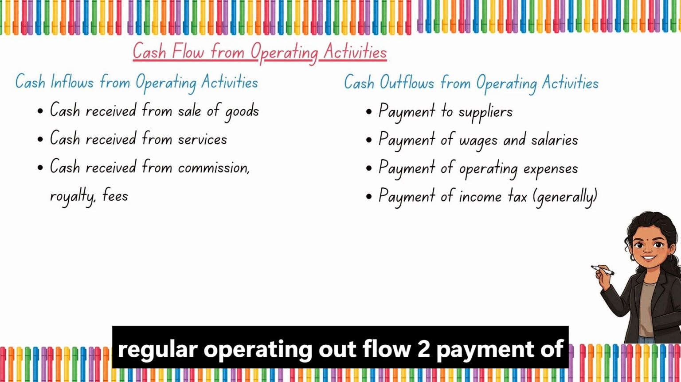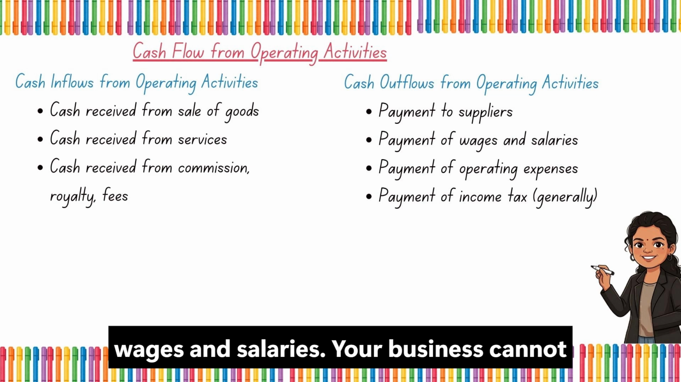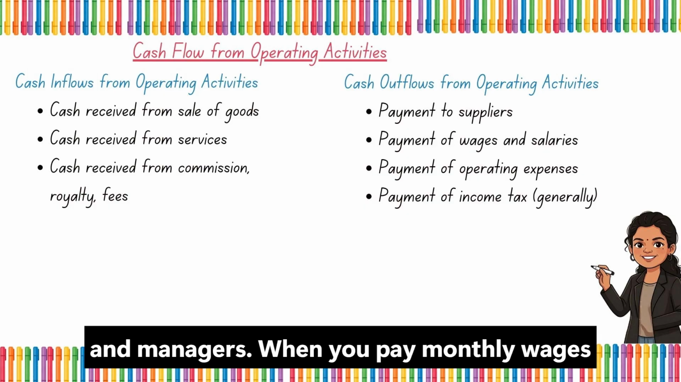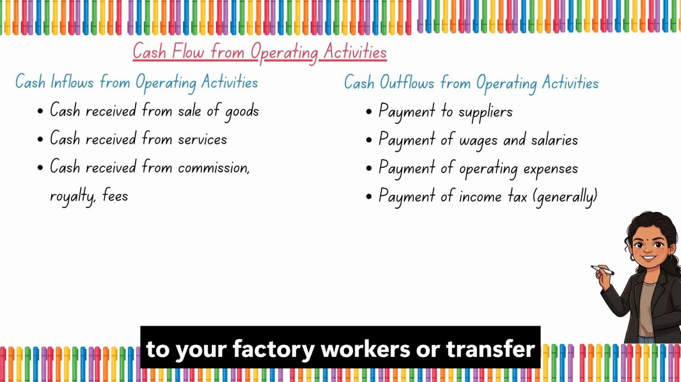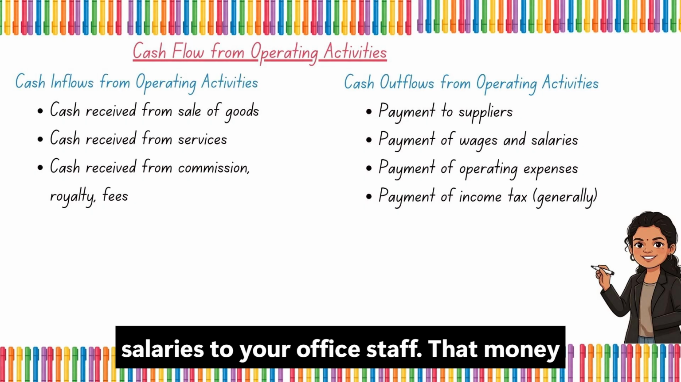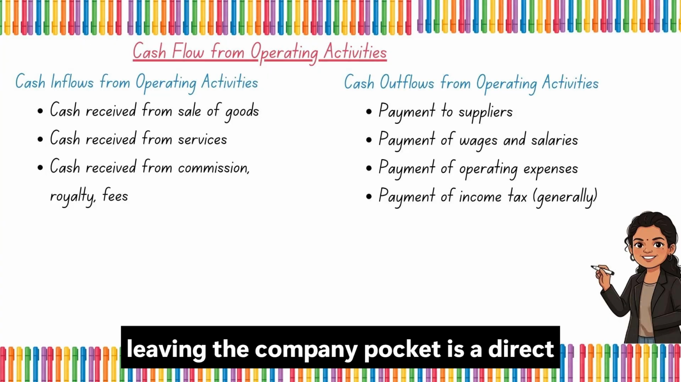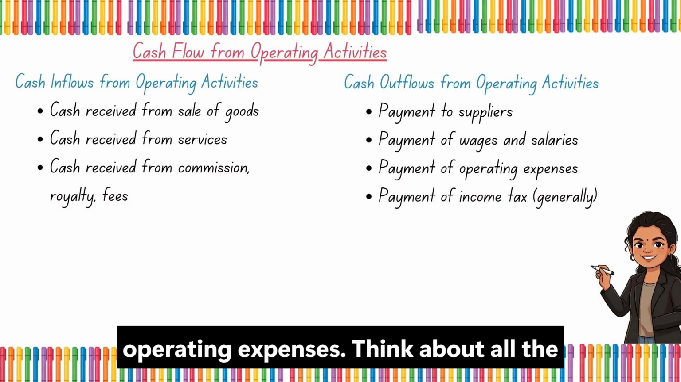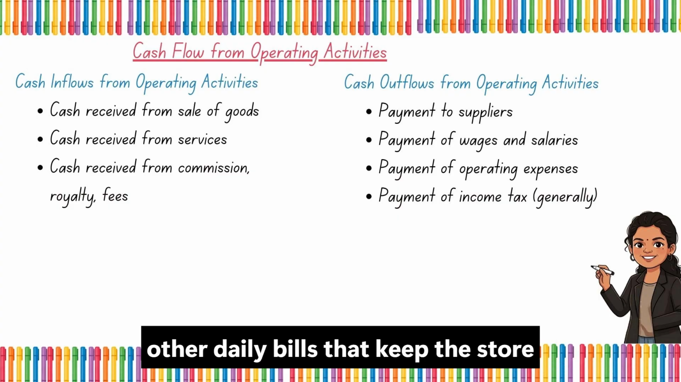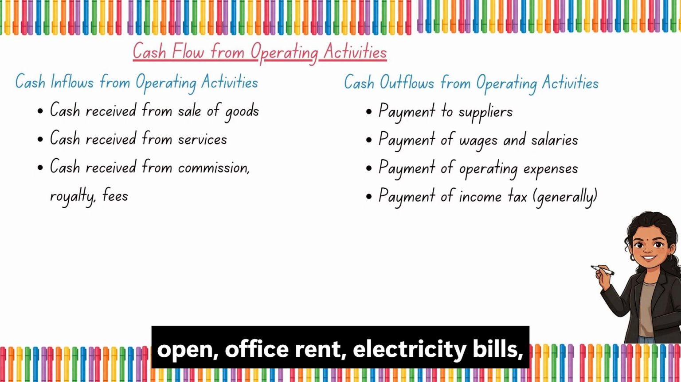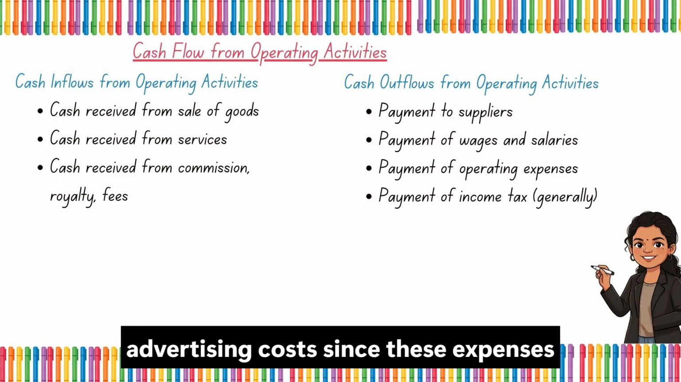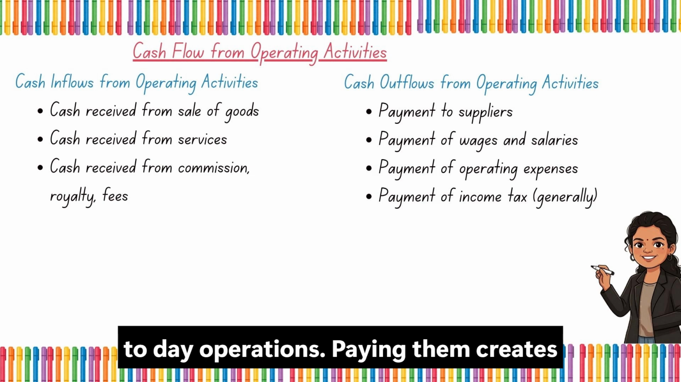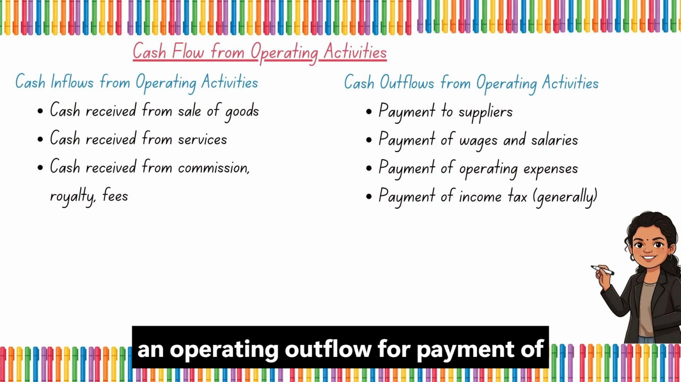2. Payment of wages and salaries. Your business cannot run without your amazing staff, workers, and managers. When you pay monthly wages to your factory workers or transfer salaries to your office staff, that money leaving the company pocket is a direct operational outflow. 3. Payment of operating expenses. Think about all the other daily bills that keep the store open. Office rent, electricity bills, shop insurance, printing paper, and advertising costs. Since these expenses are completely necessary to run your day-to-day operations, paying them creates an operating outflow.